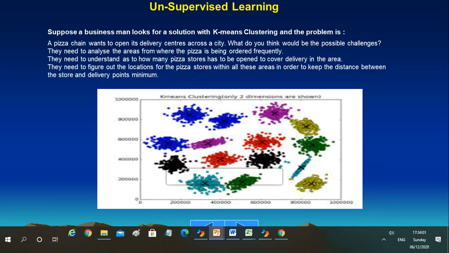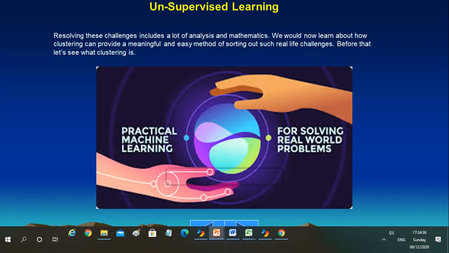Suppose a businessman looks for a solution with k-means clustering, and the problem is a pizza chain wants to open its delivery centers across a city. What do you think would be the possible challenges? They need to analyze the areas from where pizzas are being ordered frequently. They need to understand how many pizza stores have to be opened to cover delivery in the area. They need to figure out locations of the pizza stores within all these areas in order to keep the distance between the store and delivery points minimum. Resolving these challenges includes a lot of analysis and mathematics.